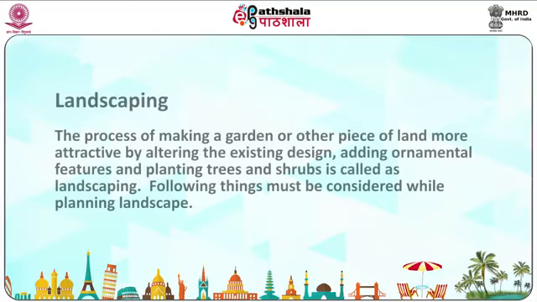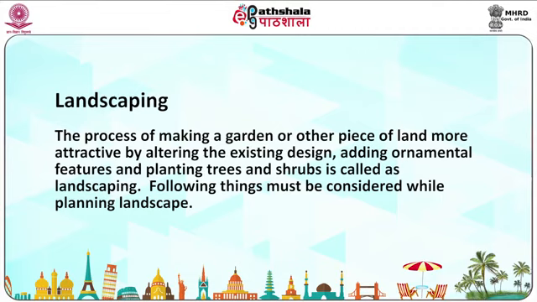You can see one picture of some trees which are used in outdoor gardens. Then comes landscaping. Landscaping is another important element of outdoor gardening. The purpose of making a garden or other piece of land more attractive by altering the existing design, adding ornamental features and planting trees and shrubs is called landscaping.